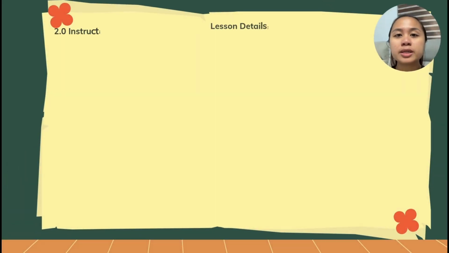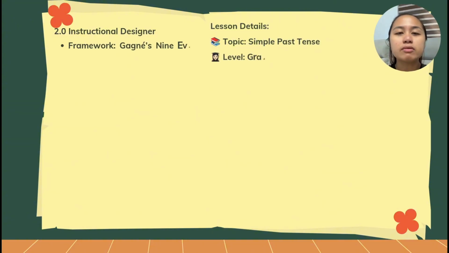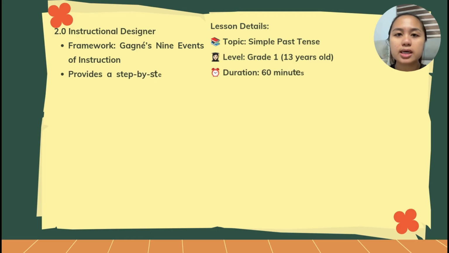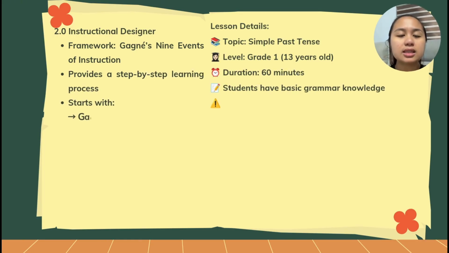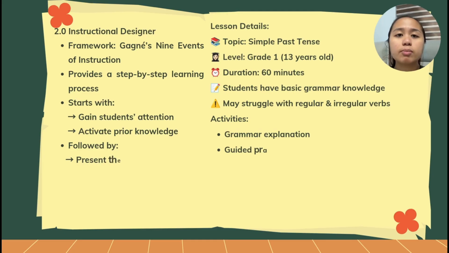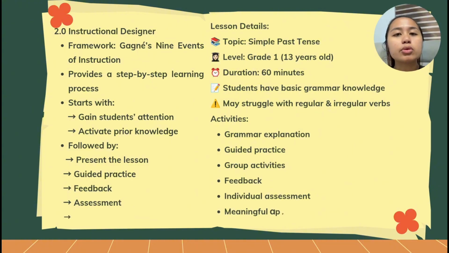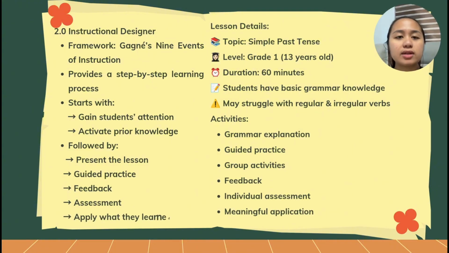Next, I will explain the instructional design for our lesson. We use Gagne's 9 Events of Instruction as the main framework. It helps us organize the lesson step by step, starting with gaining students' attention and activating their prior knowledge. The lesson then continues with teaching the topic, guidance and practice, feedback, and assessment. Students will also have the opportunity to apply what they have learned.